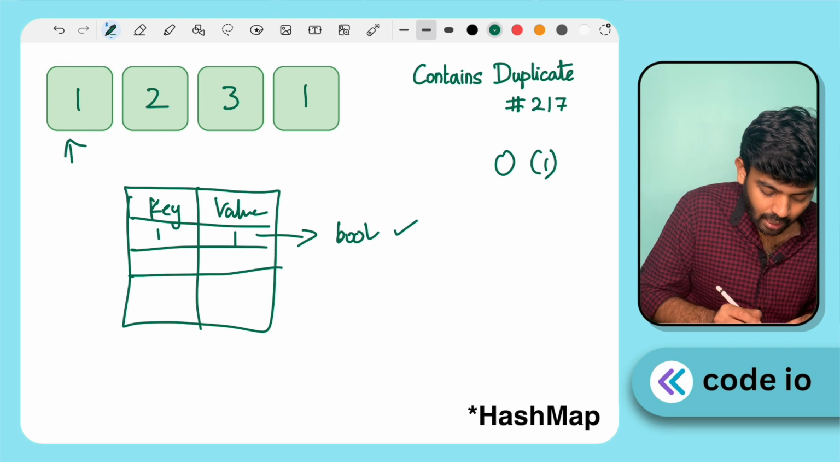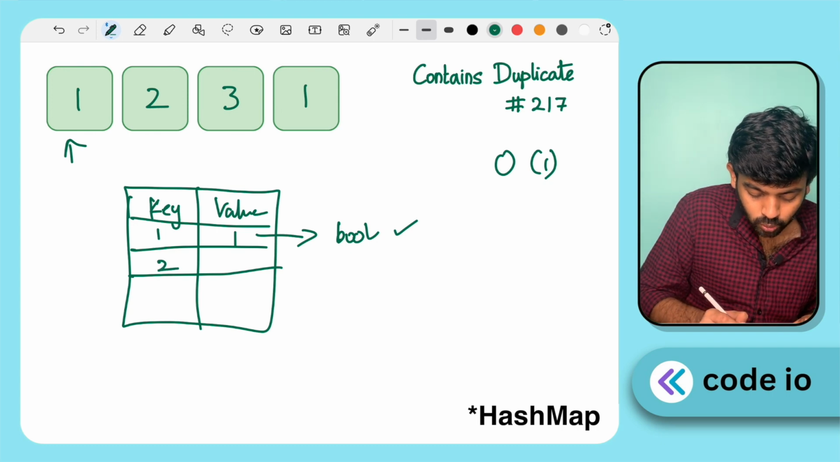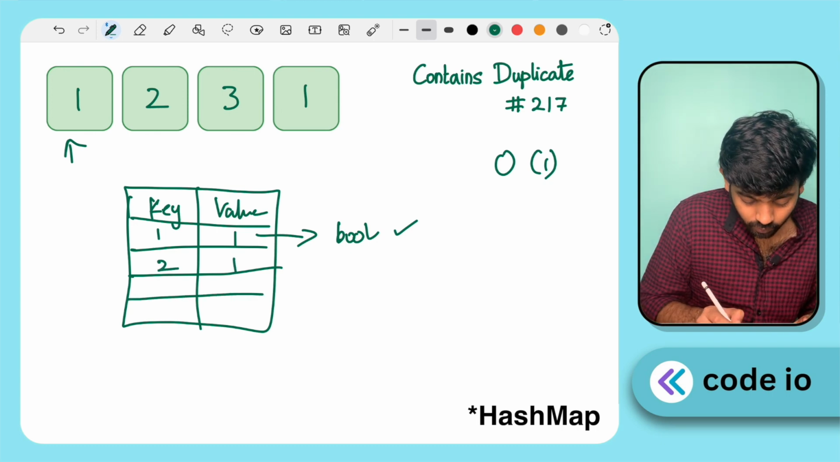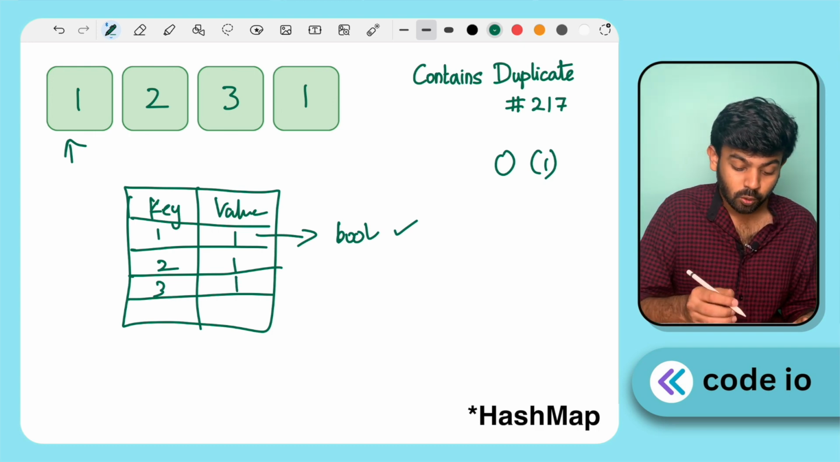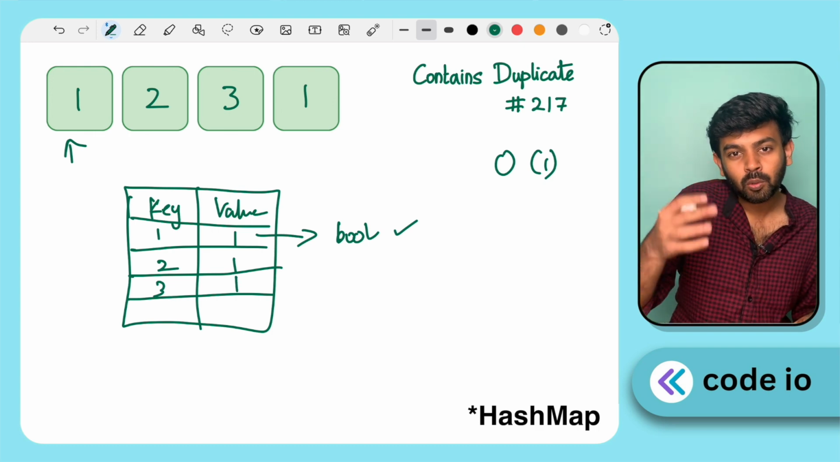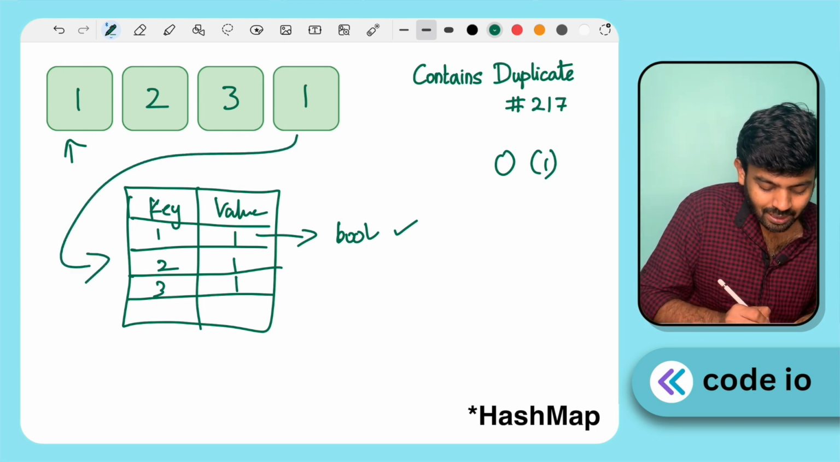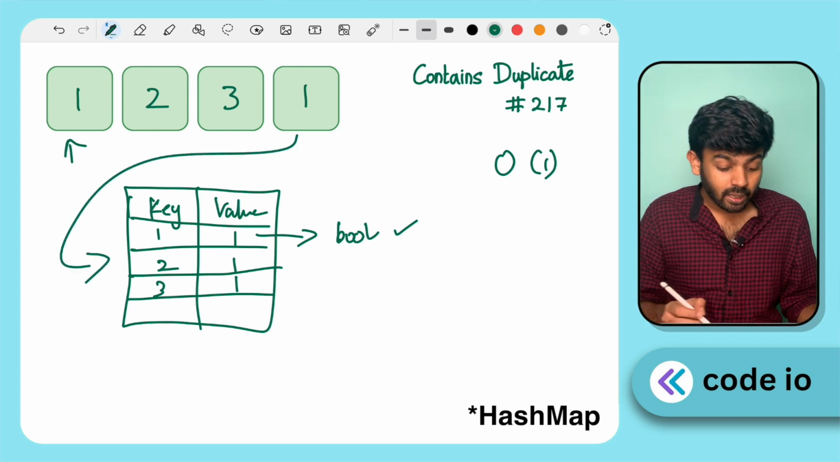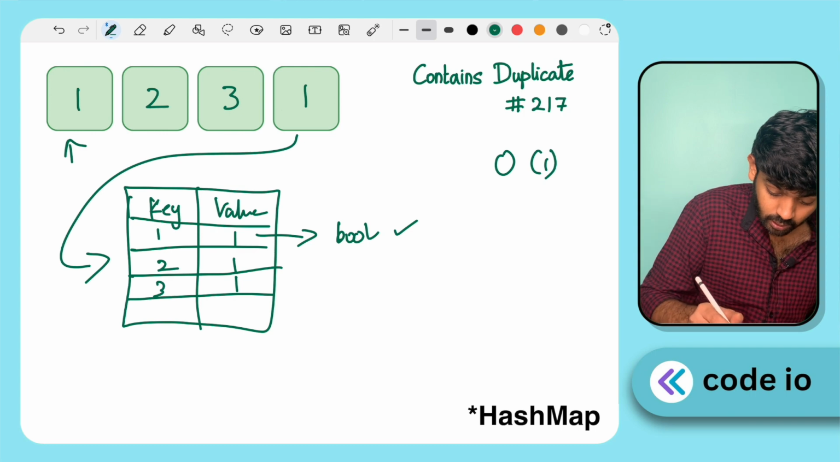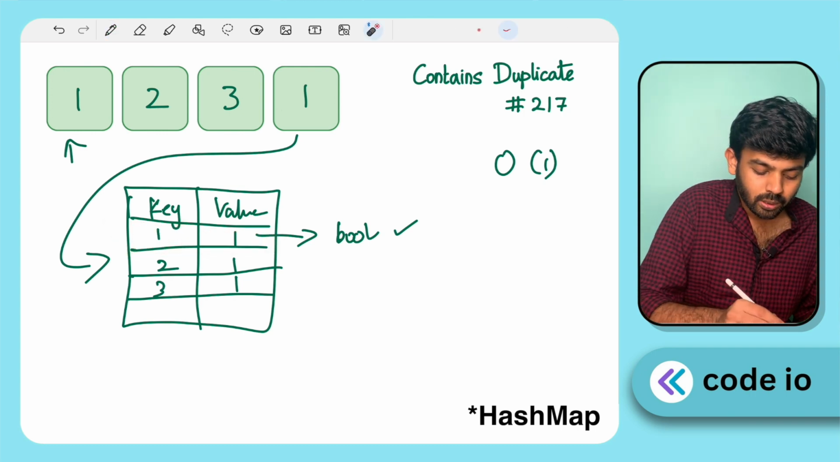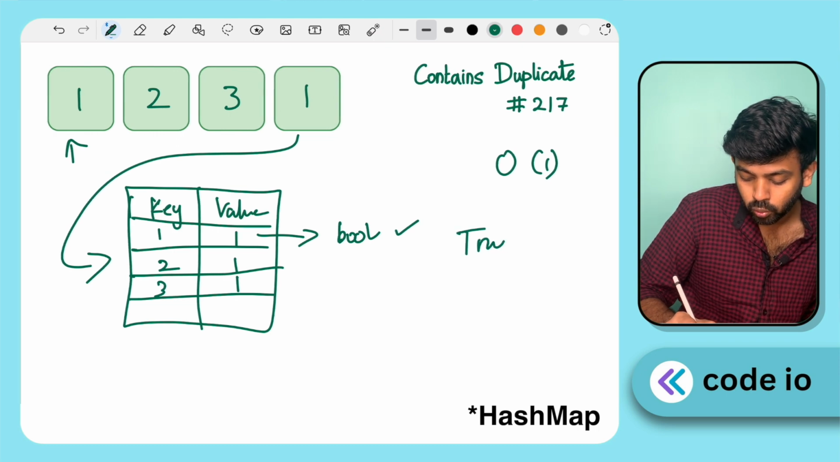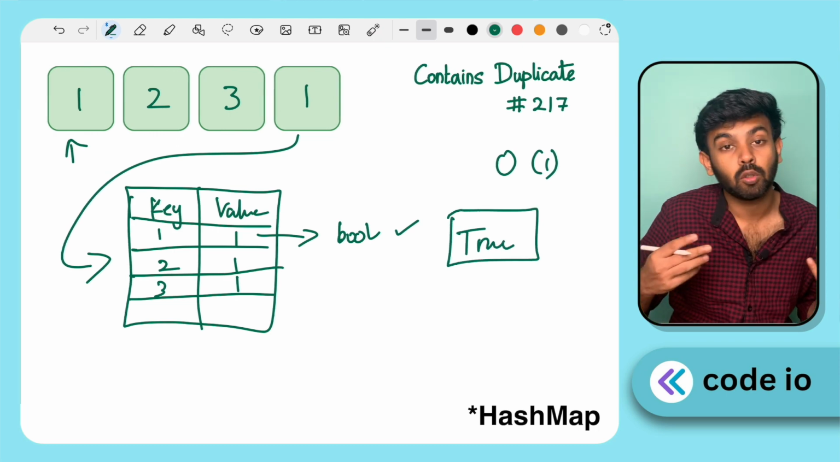Okay, now the second element here is 2, and that is also present. The other one is 3, that is also present. Now the fourth one is 1. When you come to this 1, you're going to see if this 1 is already present in this hash set. This 1 is already present here, right? It's at the first position, it's already present here. So what you would do is just return true, saying that this array has a duplicate.